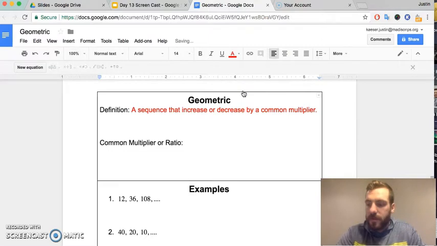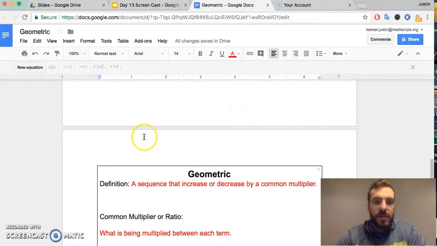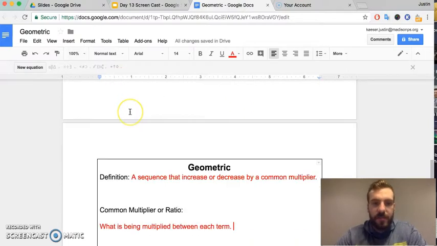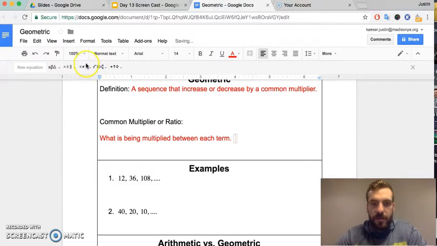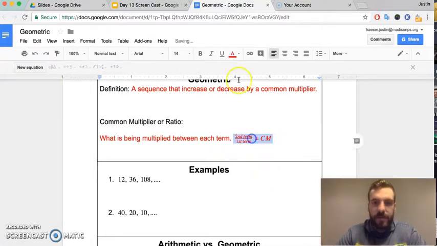So what is it? The common multiplier is what is being multiplied between each term. And so how do we figure that out? So this one was easy. You could probably see that it was times 2. But if you didn't know how to do it, we just take the second term. We divide it by the first term, and that equals our common multiplier. Make that a little bigger so you can see it.